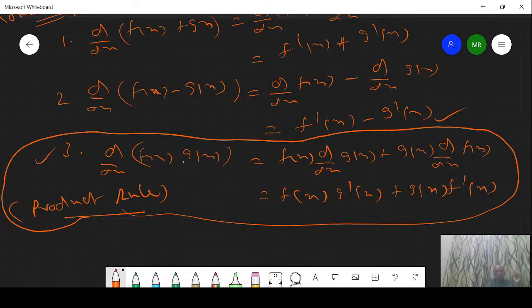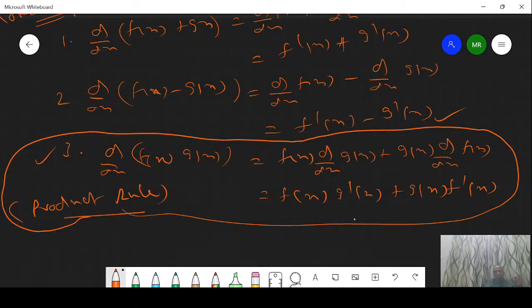The derivative of the product of two functions is first into derivative of second plus second into derivative of first. I will remind you this formula when I am doing the problems. This is the important product rule. This is f of x into g of x.